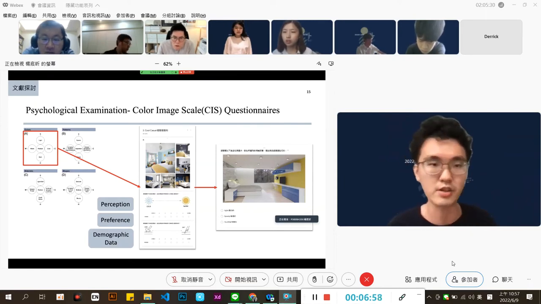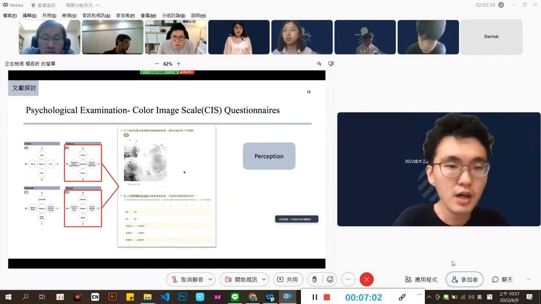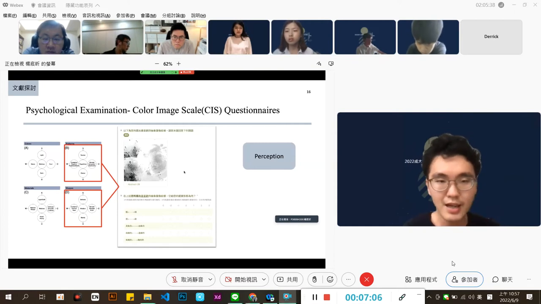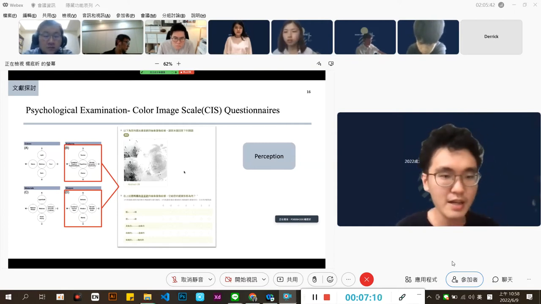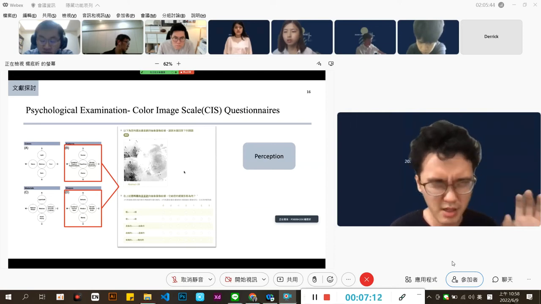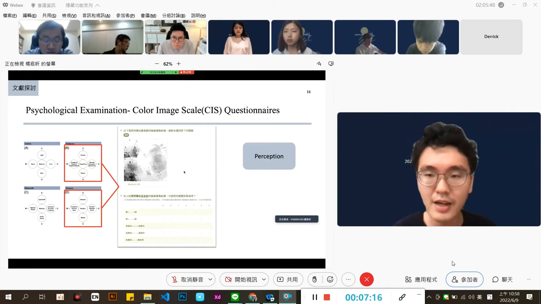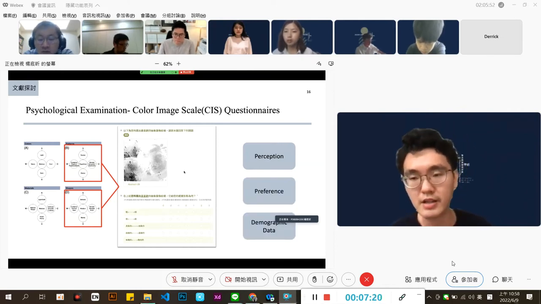And as for the pattern usage, we have also done semantic differentiation analysis by putting the suggested pattern and shapes' semantic differentiation pairs in as the shape perception part, and we will ask for their pattern preference and also collect their demographic data.